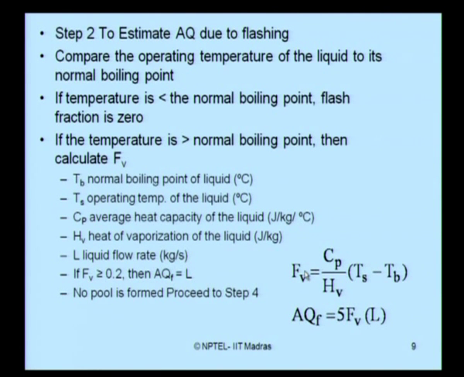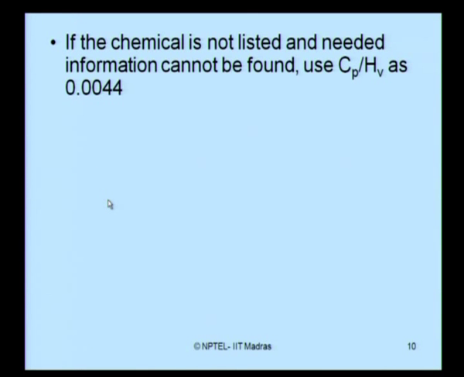If this Fv is greater than 0.2, then AQF is considered simply as L only. In that situation, no pool will be formed and we can proceed to step number 4, or else pool will be formed. Now the question is, if the chemical is not listed and needed information cannot be found from a standard chemical table, then use Cp over Hv in the previous equation as a constant as 0.0044.